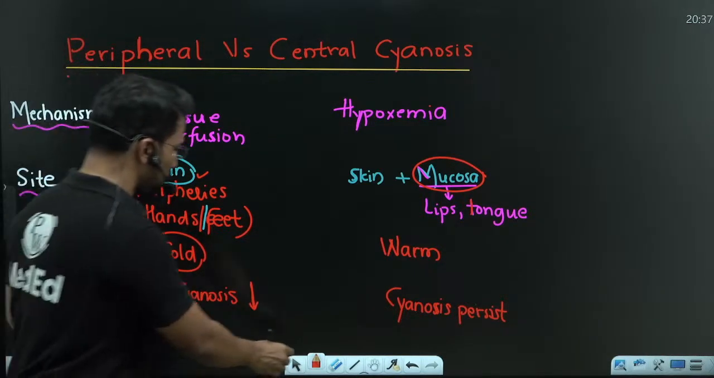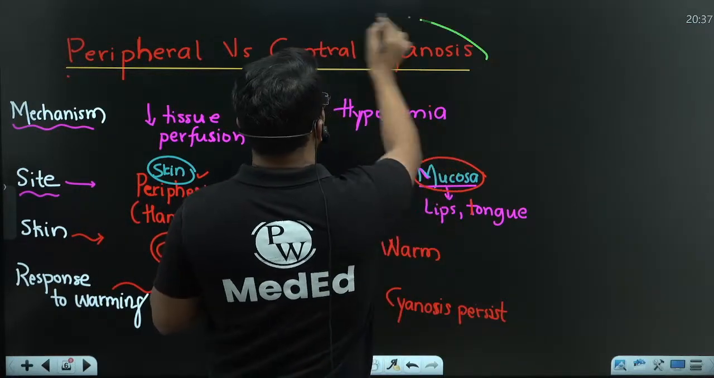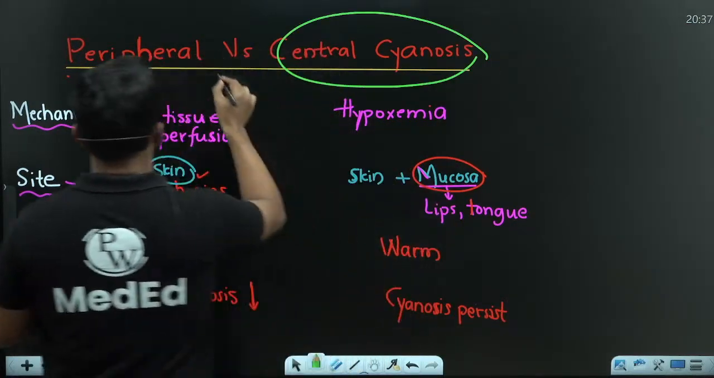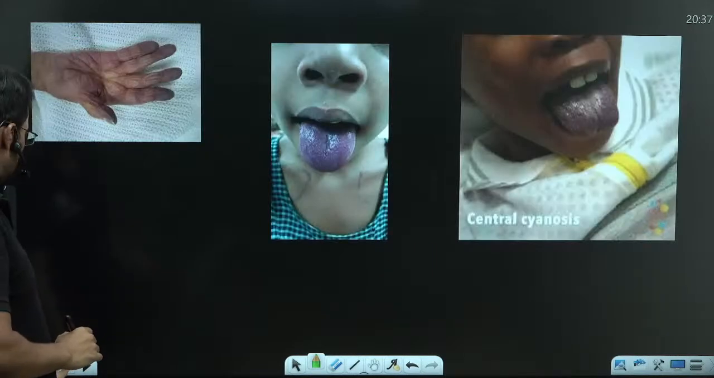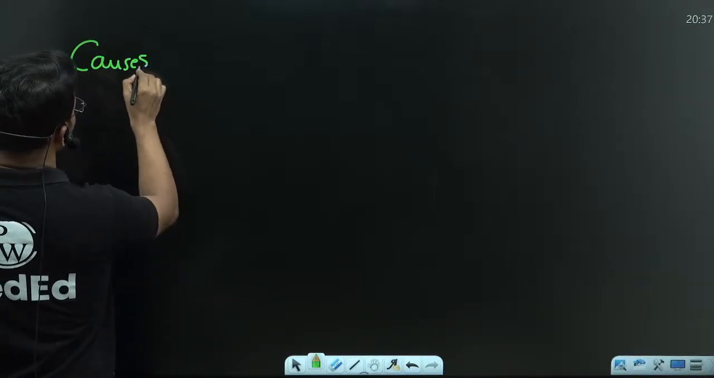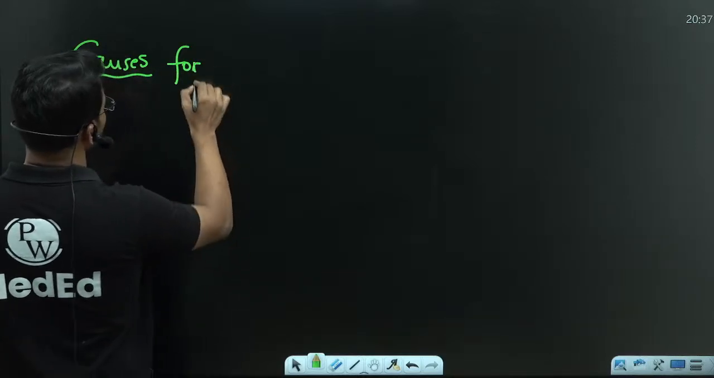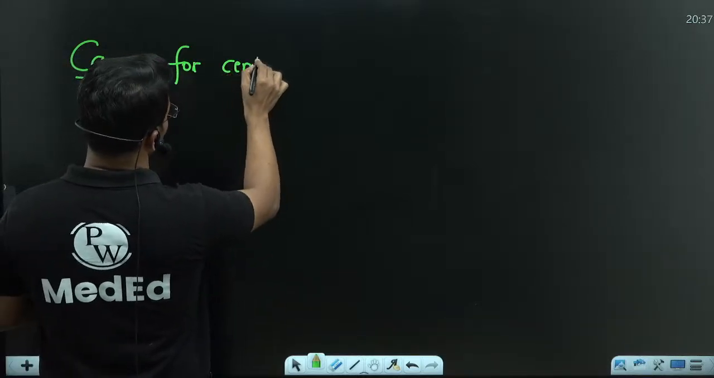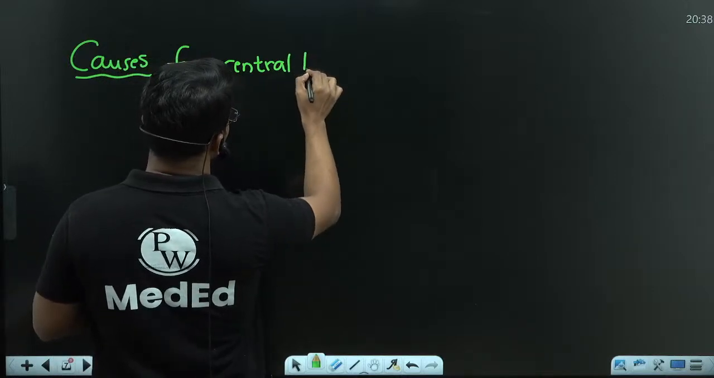Now, I have one question. What are the causes for central cyanosis and what are the causes for peripheral cyanosis? Can anybody tell me the causes for central and peripheral cyanosis? I've already given you the hint, right? Causes for central cyanosis. What is the principal mechanism? Hypoxemia, right? Reduced amount of oxygen in the blood.